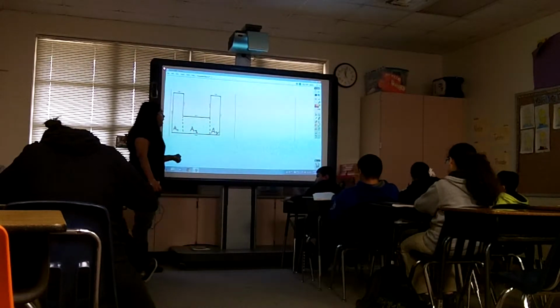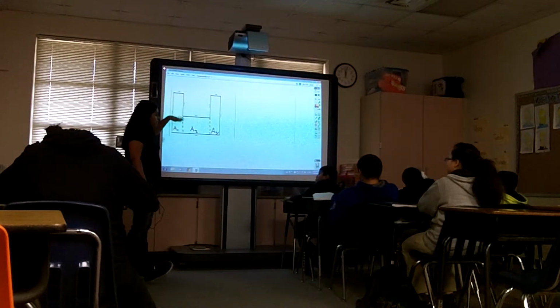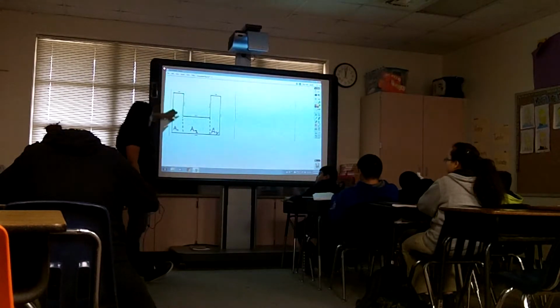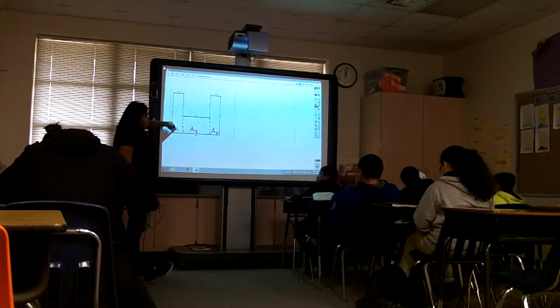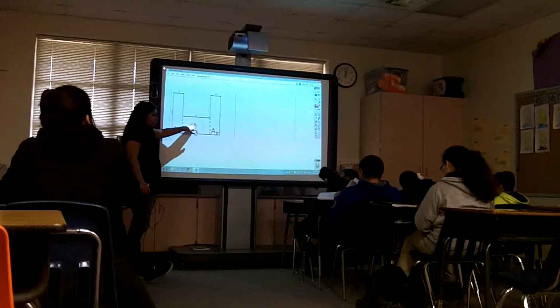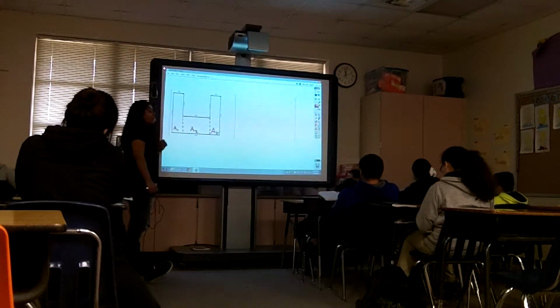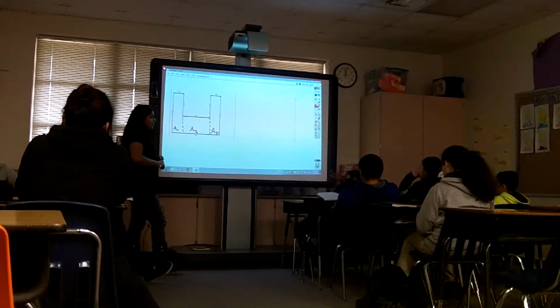Okay? Alright, so firstly, I'm going to start with shape 1. I'm going to make sure that I have all the dimensions I need. So do I have the length and the width for area of shape 1? Okay, let's look at shape 2. Do I have the length for shape 2? No, right? Do I have the width? Yeah. What's my width? 8.